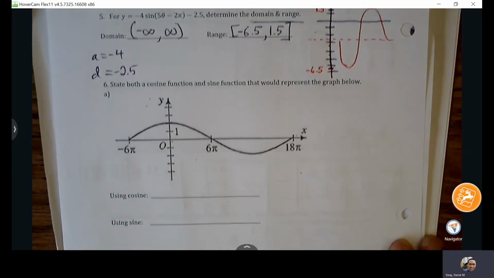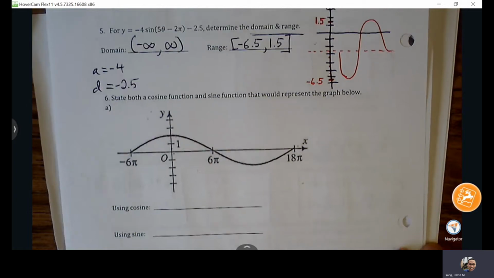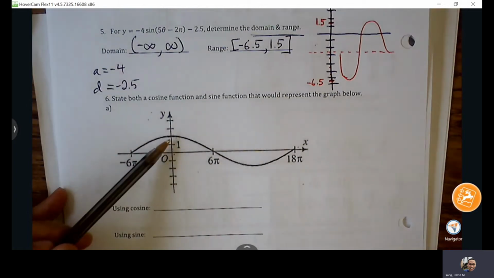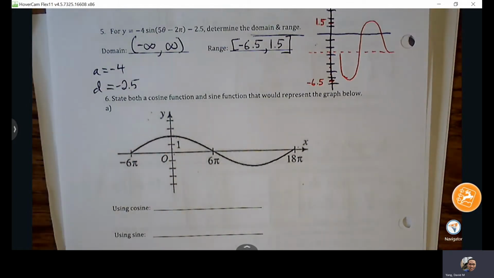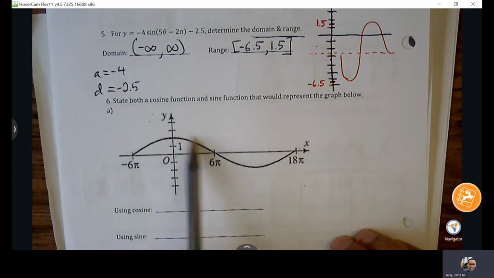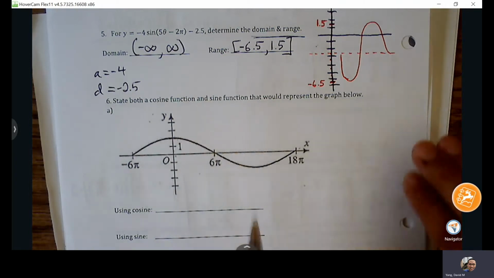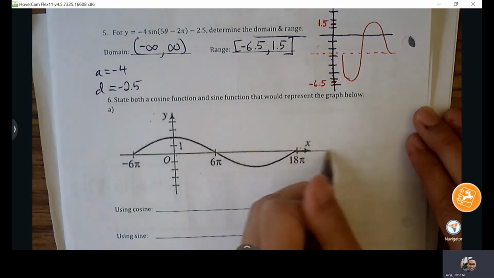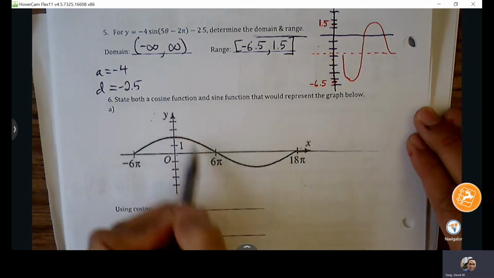Okay, let's look at number 6. Graph, state a cosine function and a sine function that represents the graph below. I'm looking at this, and I'm thinking, okay, this looks like a cosine graph. I'm going to go after the cosine graph first, then I'll worry about the more difficult one with the sine. I don't quite see a full cycle in front of me, so I'm just going to extend this out so I can get that full cycle to occur.